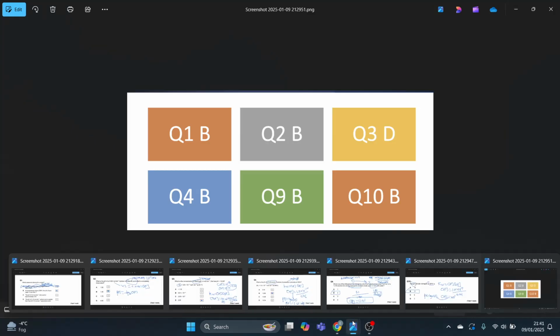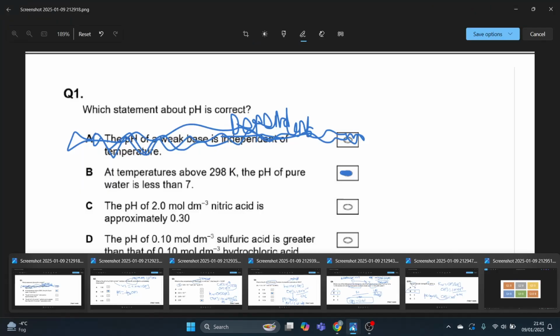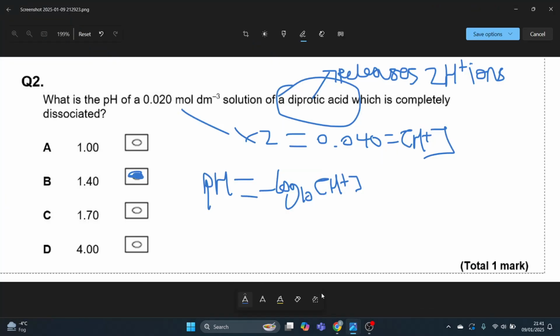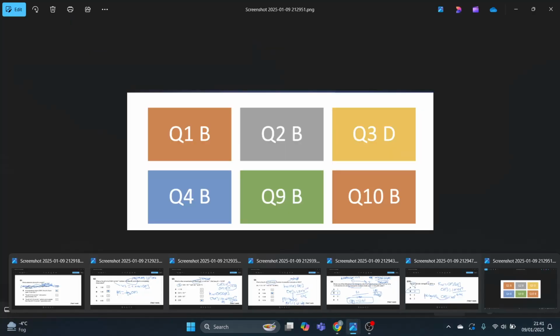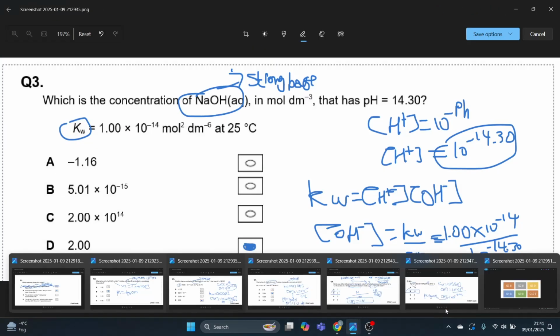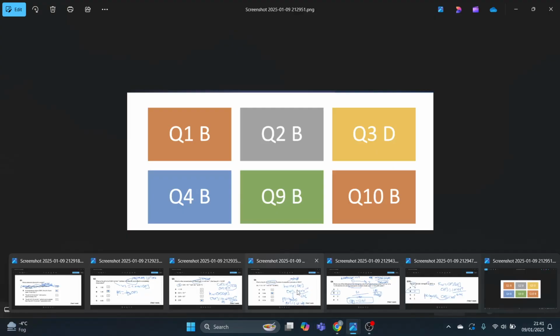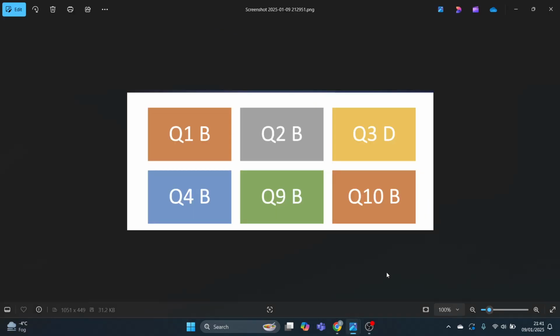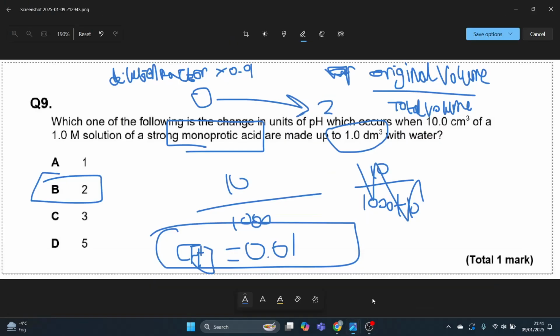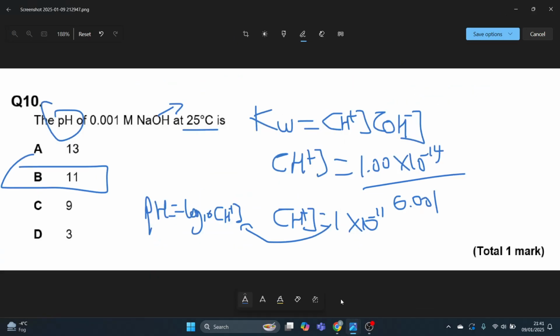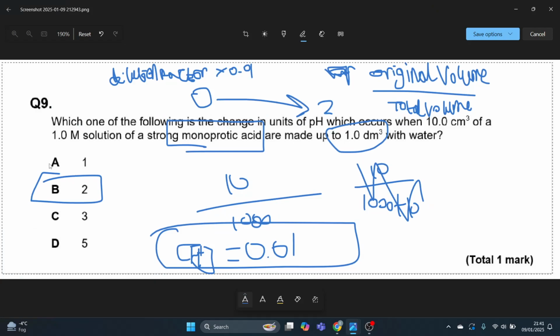Now let's mark it. Question 1b. Question 2b. Question 3d. Question 4b. Question 9b, question 10b. The two hardest, question 9 and 10 in my opinion. Question 9, original volume over total volume, find the dilution factor, and then use pH equals minus log10 of H⁺. You go from 0 to 2, therefore change in pH is 2, and hopefully you found it useful.